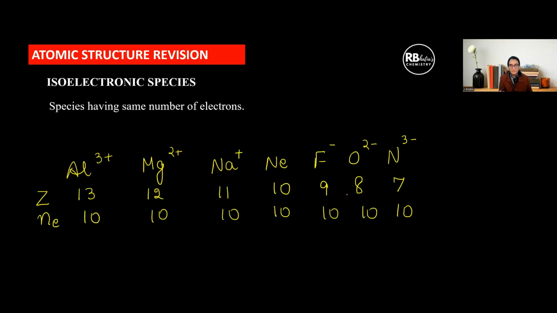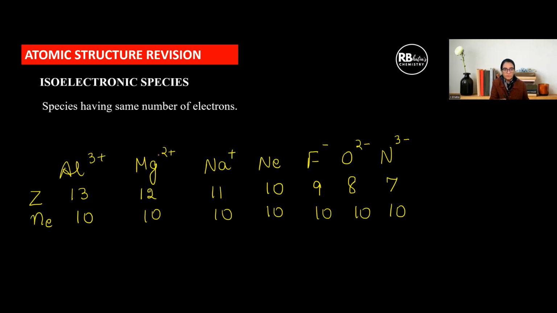Okay, then isoelectronic species. What are isoelectronic species? Isoelectronic species are those which have the same number of electrons. And when we use the word species, it can be atoms, molecules, ions, cations, anions, anything. Species is the general term. Species having the same number of electrons, right?